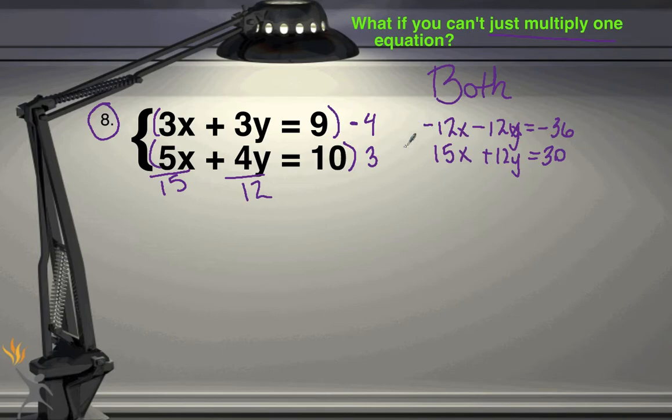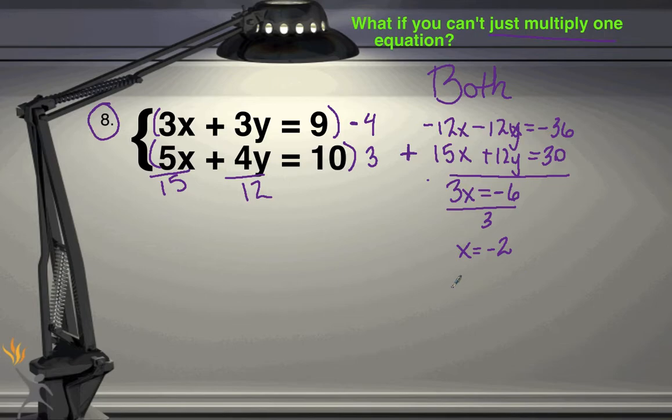So I'm going to go ahead and add them together. Positive 12 and negative 12 and positive 15 is a positive 3x. Negative 12 and positive 12 is 0. And negative 36 and positive 30 gives me an answer of negative 6. So I divide both by 3, and x equals negative 2.